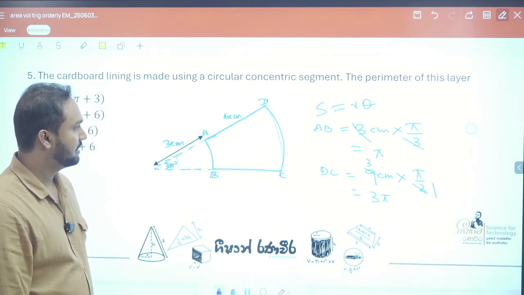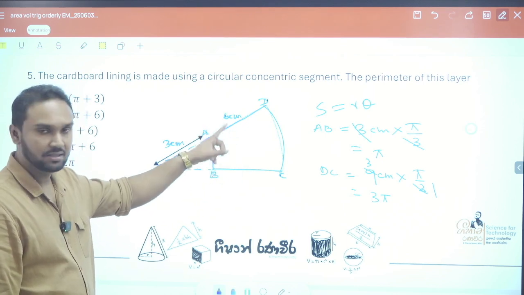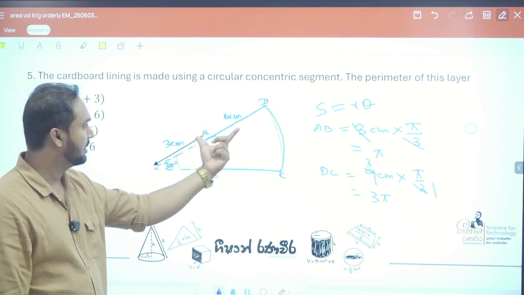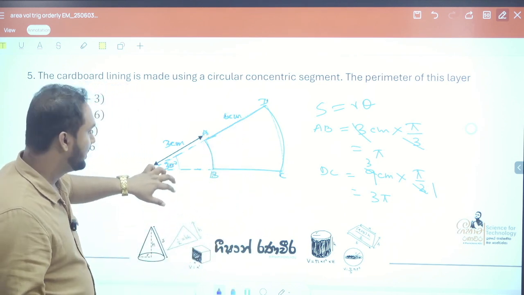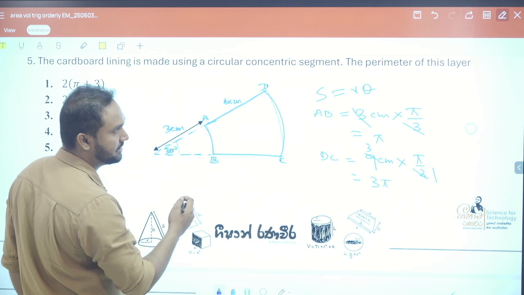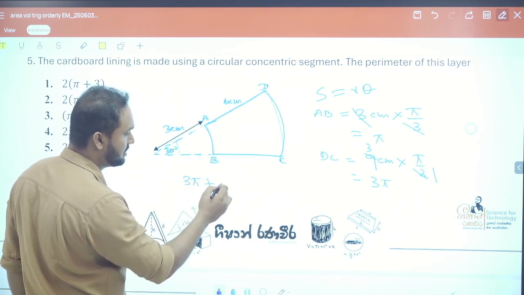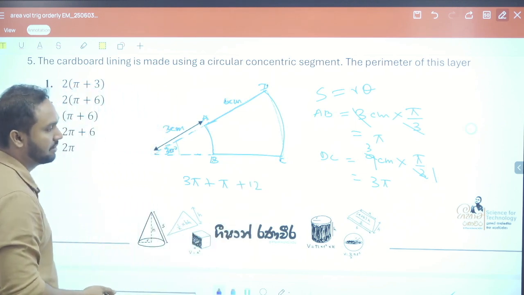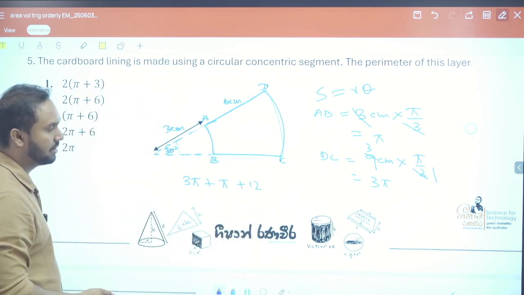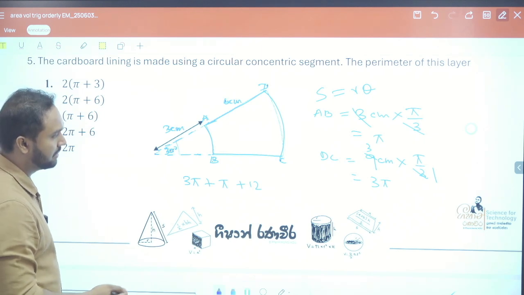So you have the two arc lengths, 3 pi over 2 and pi over 2, and you have to add 2 sixes to it, right? Because these lengths are 6 centimeters. So the complete length will be how much? 3 pi over 2 plus pi over 2 plus 12, that is 2 pi plus 12, right?